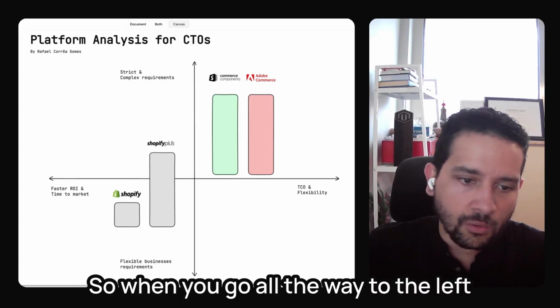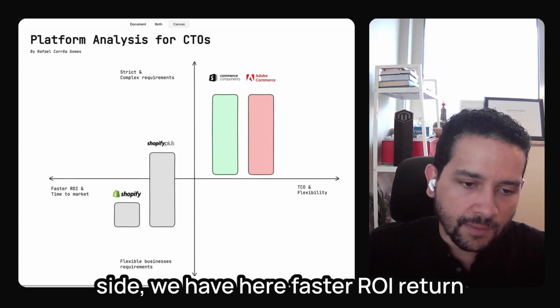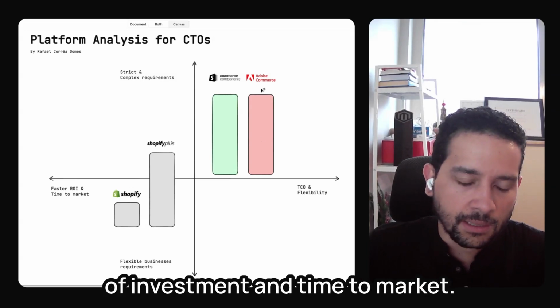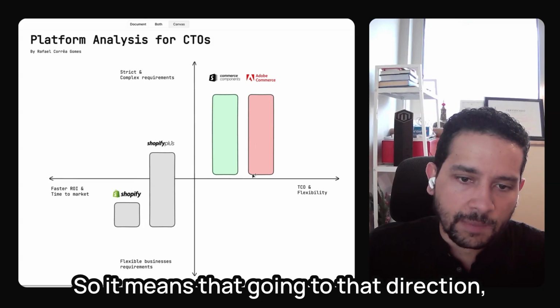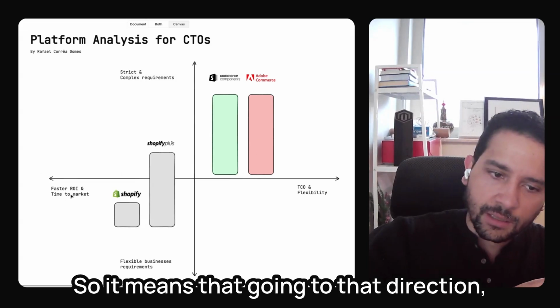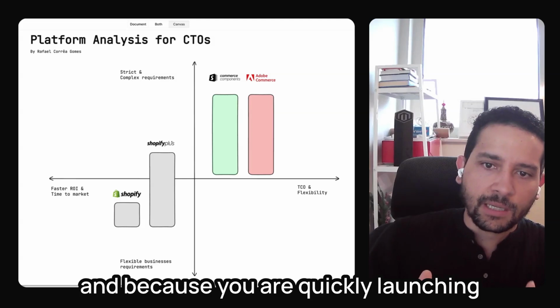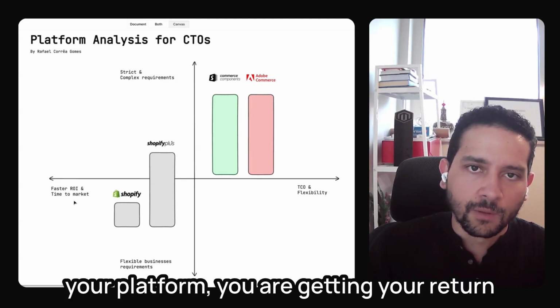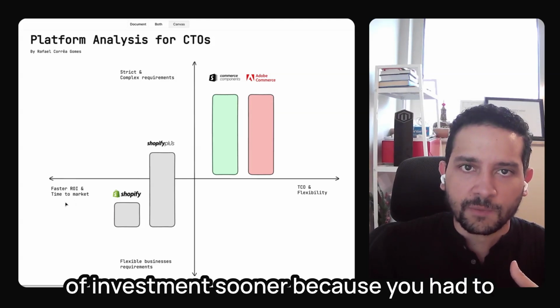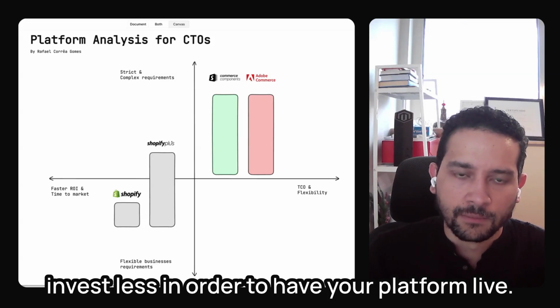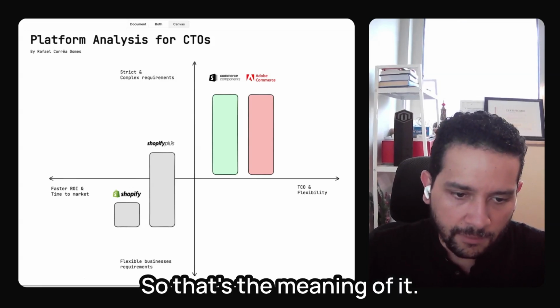So when you go all the way to the left side, we have here faster ROI, return on investment, and time to market. It means that going in that direction, you will be quickly launching your platform. And because you are quickly launching your platform, you are getting your return on investment sooner because you had to invest less in order to have your platform live. So that's the meaning of it.